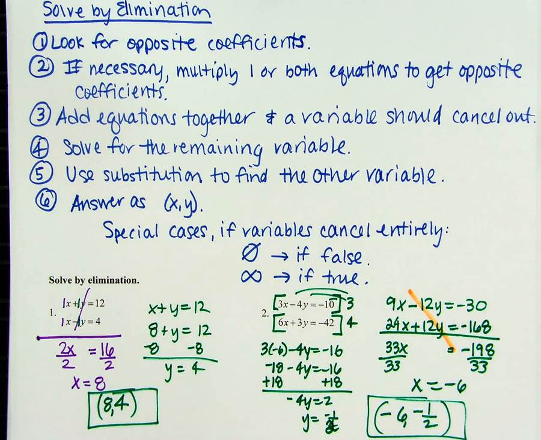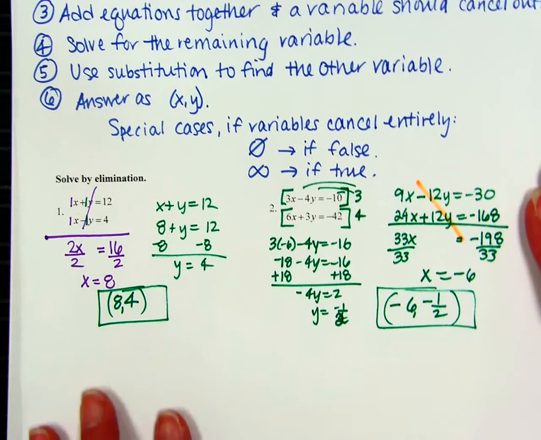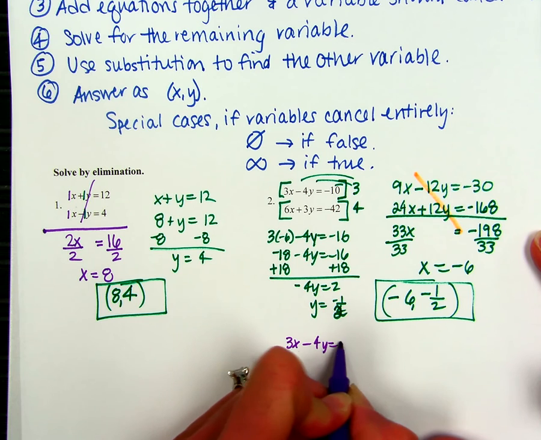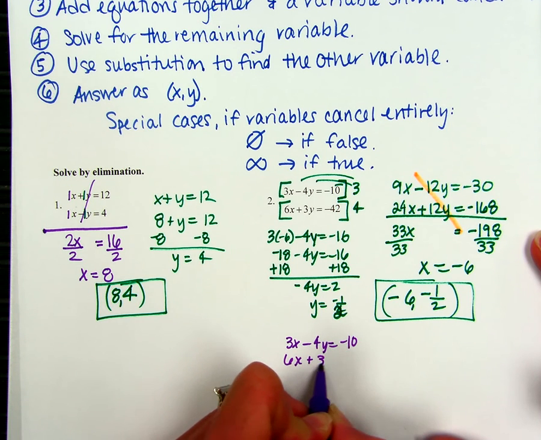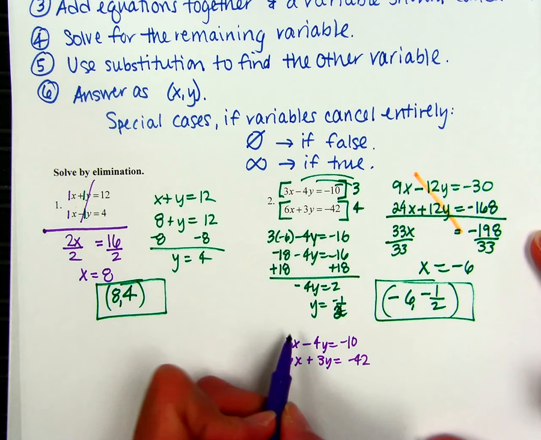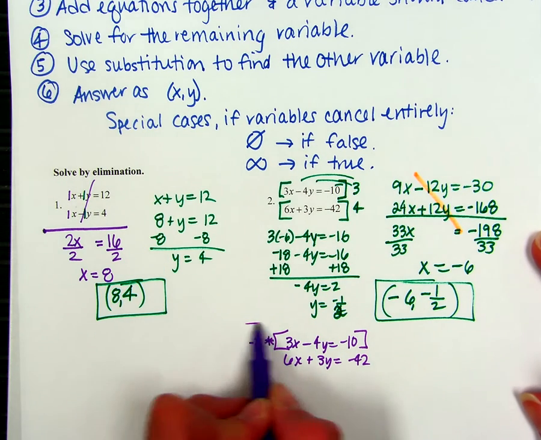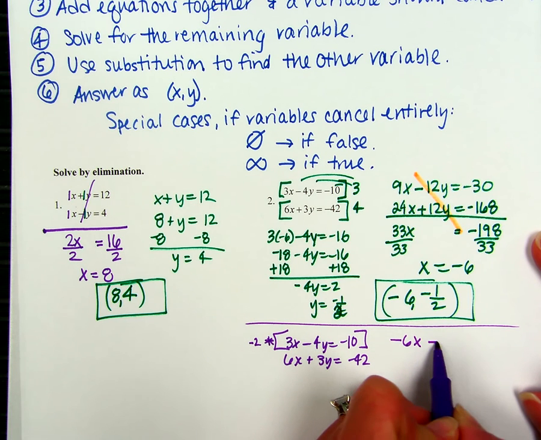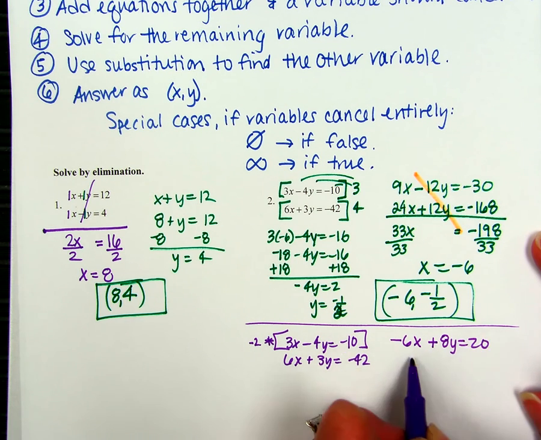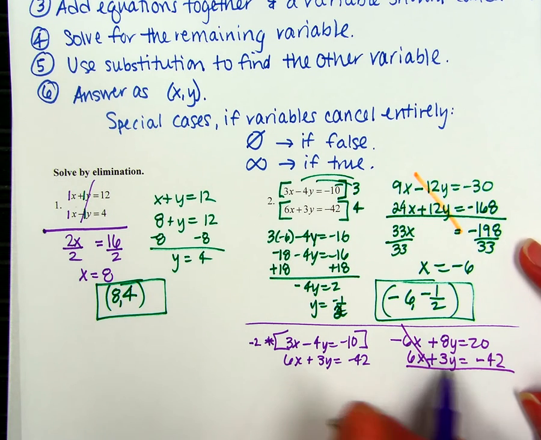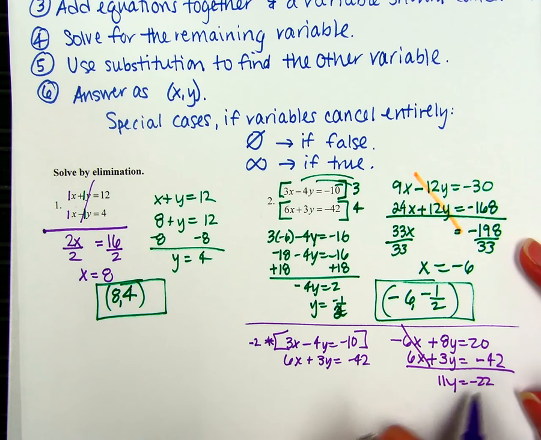You could also have done it, if you go back to the very original problem, we're just going to do this one again. I could have just multiplied the top equation by negative 2, and that would have eliminated my x's right away. So if I multiply that by negative 2, I would have gotten negative 6x plus 8y equals 20. And now I could just add right away instead of having to multiply both equations. I could cancel out the x's, get 11y equals negative 22, and y equals negative 2.